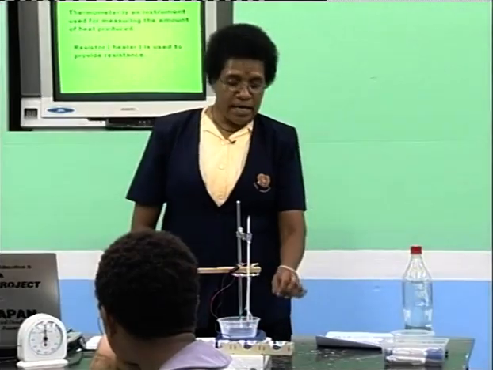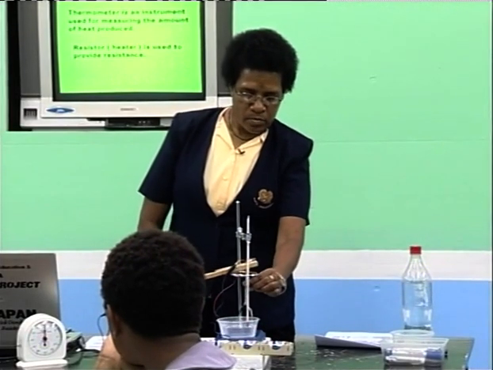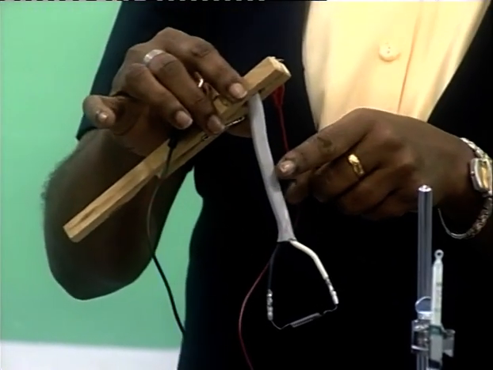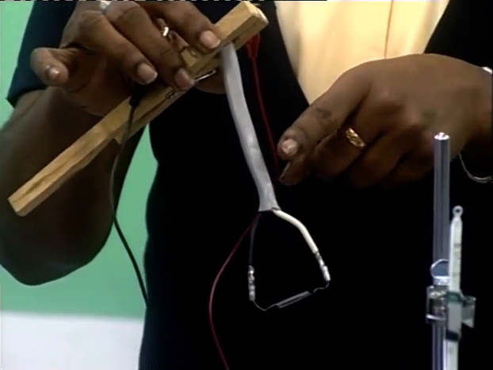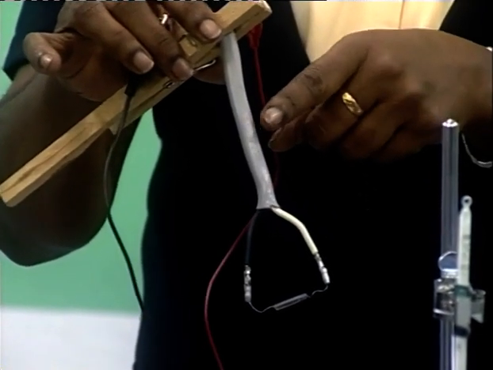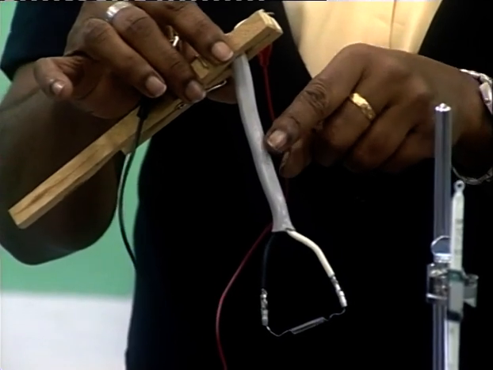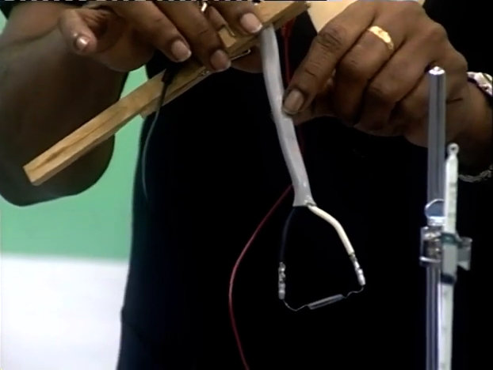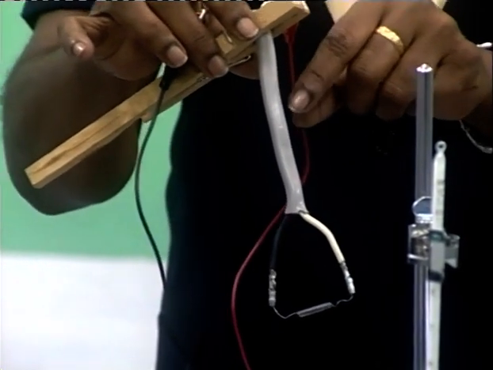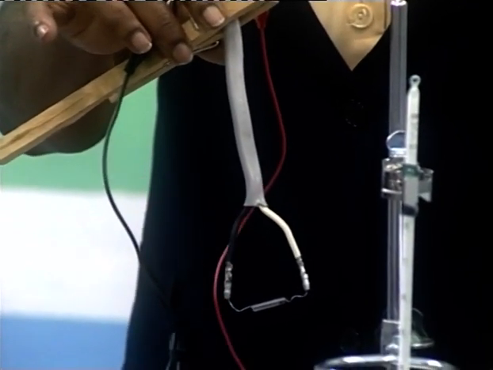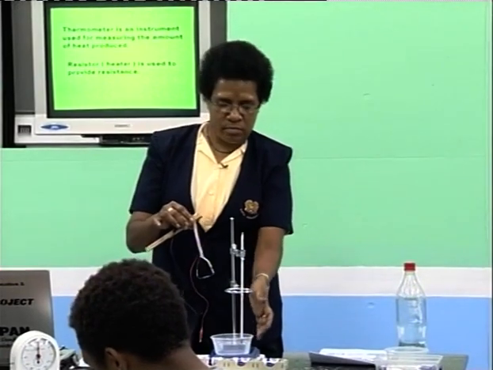Now, I also have this one. Okay, this is a resistor or heater. We are going to use this as a heater to help to produce heat for the water that we have in this container.